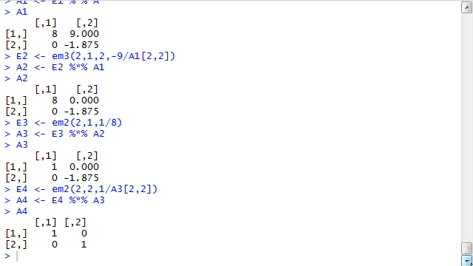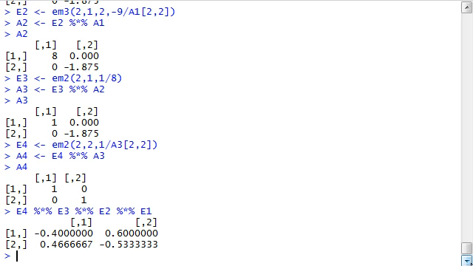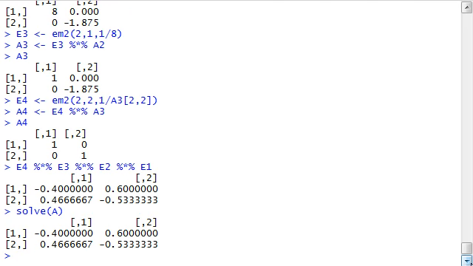All we have to do is to do the product of these 4 elementary matrices. It's important to do it in the right order because remember, matrix multiplication is not commutative. So this should be the inverse of A. Let's double check that by asking R to find the inverse, and hopefully R will come up with the same answer.